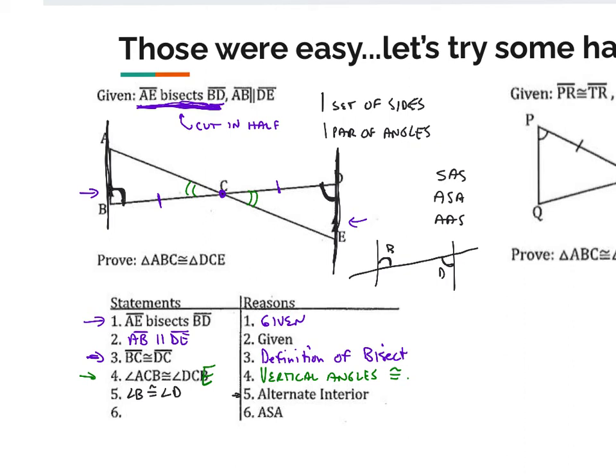So now I've got this. Let's look and see what we have. We have angle, angle, angle, angle, side, side. The side is in between. So that's going to be angle, side, angle, and that's what I want. There's my answer: triangle ABC, triangle DCE. That's what I'm trying to prove.